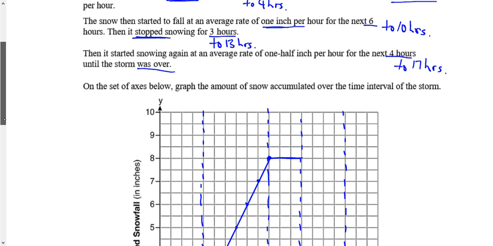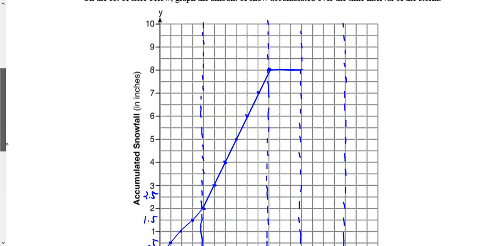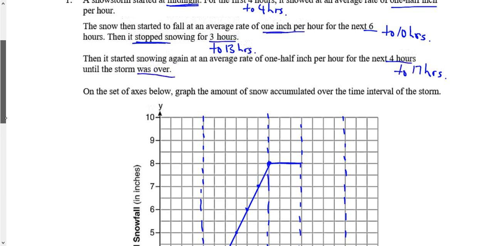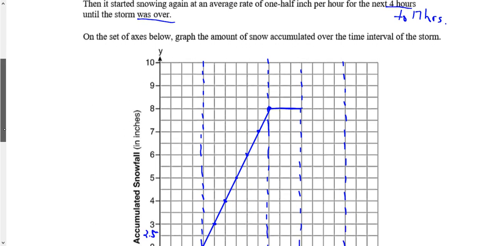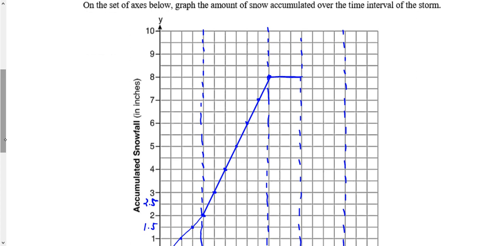Then that took us out to hour 13. And then what did it do? It snowed half an inch an hour for the next 4 hours, out to 17. So now we change back to the half an inch rise and run. Every 1 hour up half, another up another half, like that.